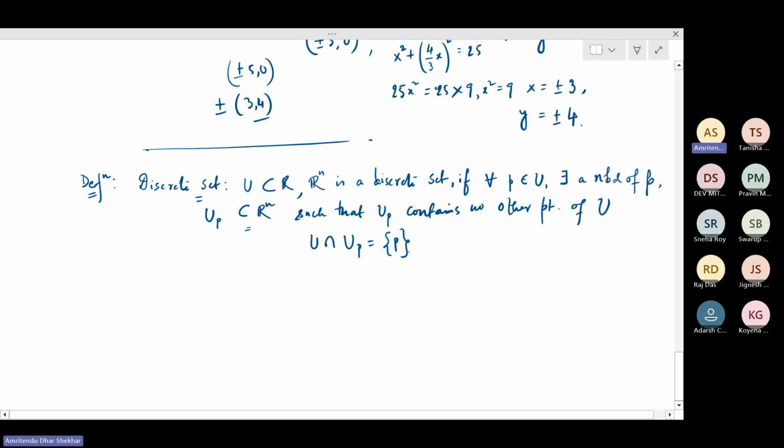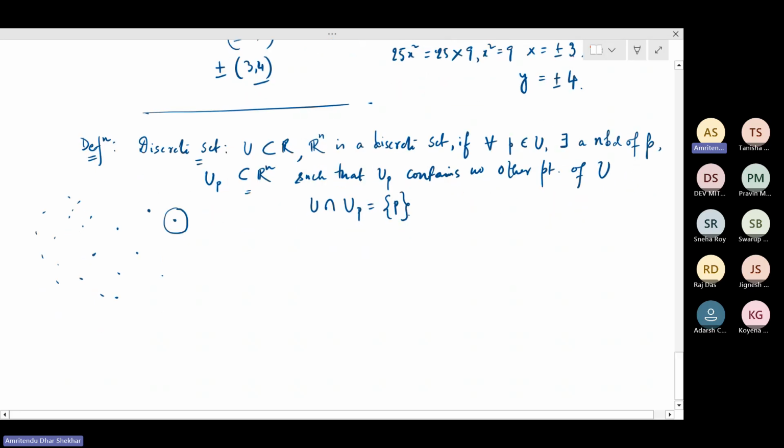Let's say your space is this whole R2 plane, and I draw a bunch of isolated points. Okay, so that would be an example of a discrete set. It's called discrete or isolated for precisely this reason, that for each point P, you can draw a small ball around it, which contains no other point apart from P only. Okay, an example of what is not a discrete set, let's say, is something where this property does not hold.